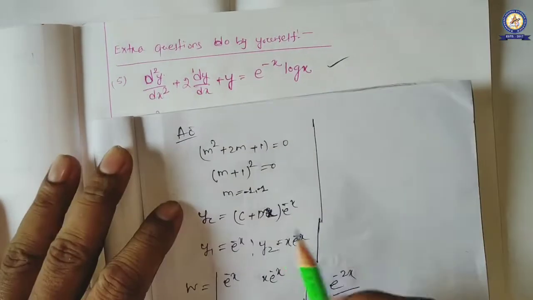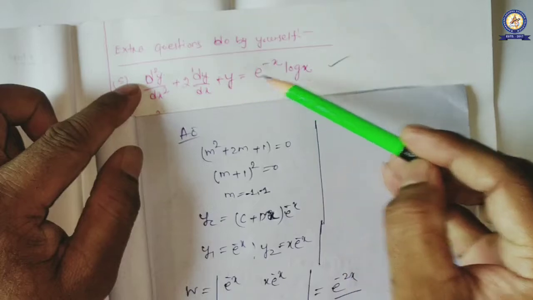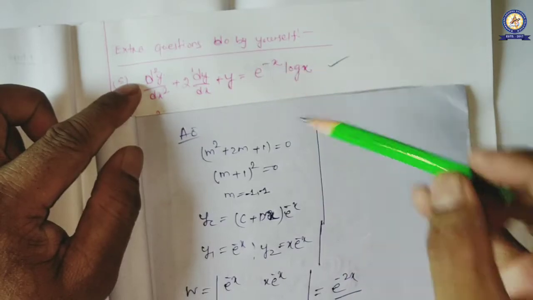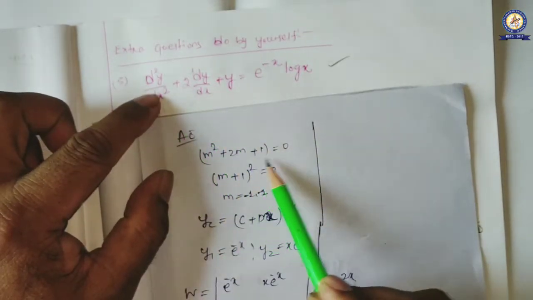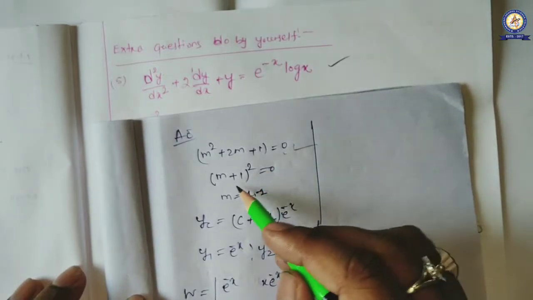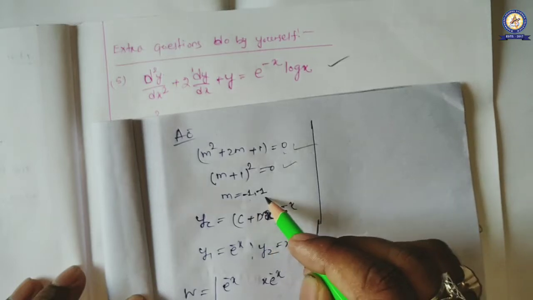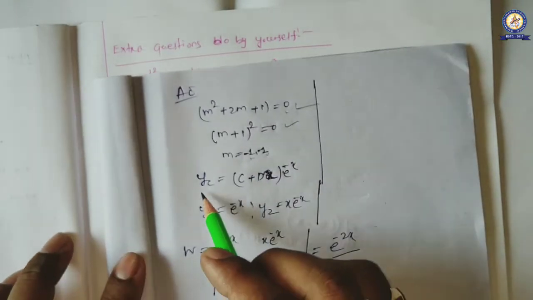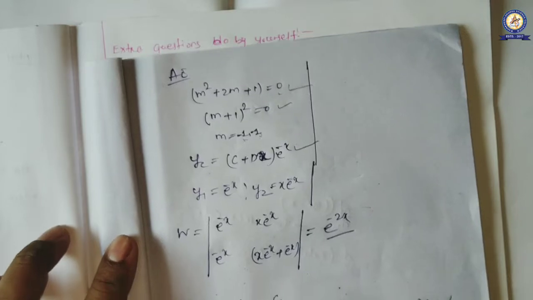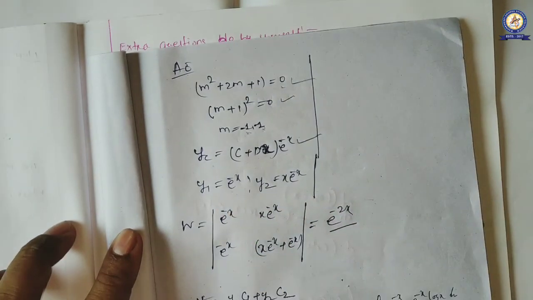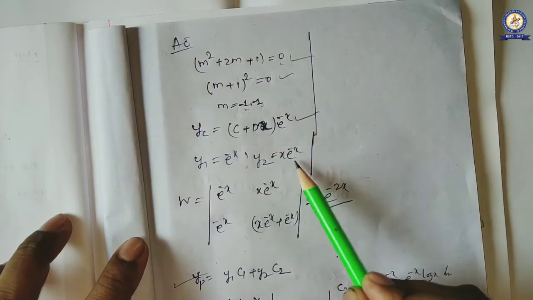Just follow me. This is d square y by dx square plus 2 dy by dx plus y equals e to the power minus x log x. Its corresponding auxiliary equation will be m square plus 2m plus 1 equal to 0, that means m plus 1 whole square equal to 0. So we found two roots, minus 1 and minus 1. Two same roots means the complementary function will be (c plus dx) e to the minus x. That means y1 will be e to the minus x, and y2 is x into e to the minus x.